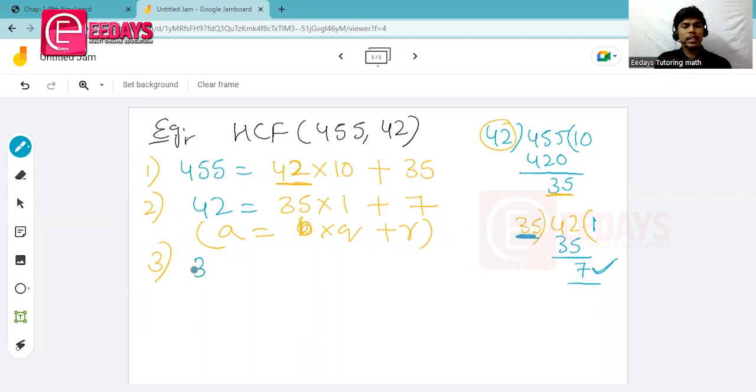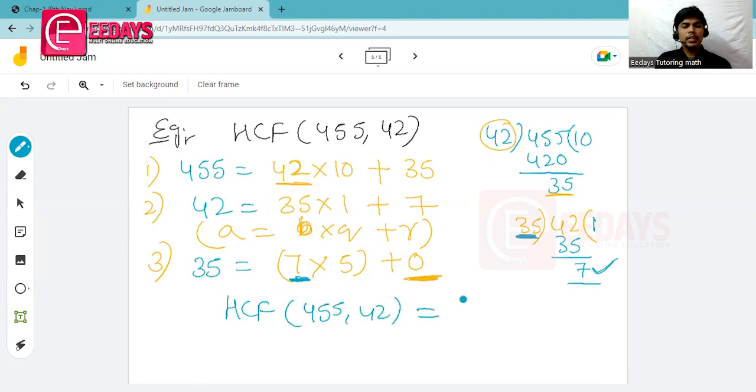You can take the dividend as 35. Now you just multiply 7 into 5. 7 fives are 35. And what is the remainder you'll get? 0. So the remainder we got is 0. I hope everyone understood. So if you get remainder 0, then you just stop here and observe the divisor here. What is the divisor here? 7. So that's why the HCF of 455 comma 42 would be 7.